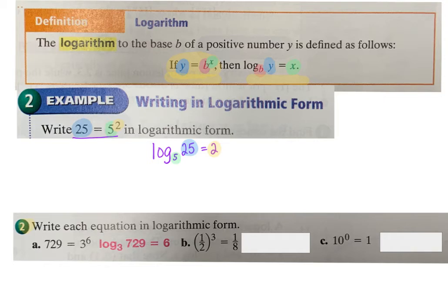B. Log base 1/2 of 1/8 equals 3. It's okay if you have it this way, it's an equal sign, so it doesn't matter which side it's on. You could have written it the other way, which is how I would have written it. Log base 1/2 of 1/8 equals 3.